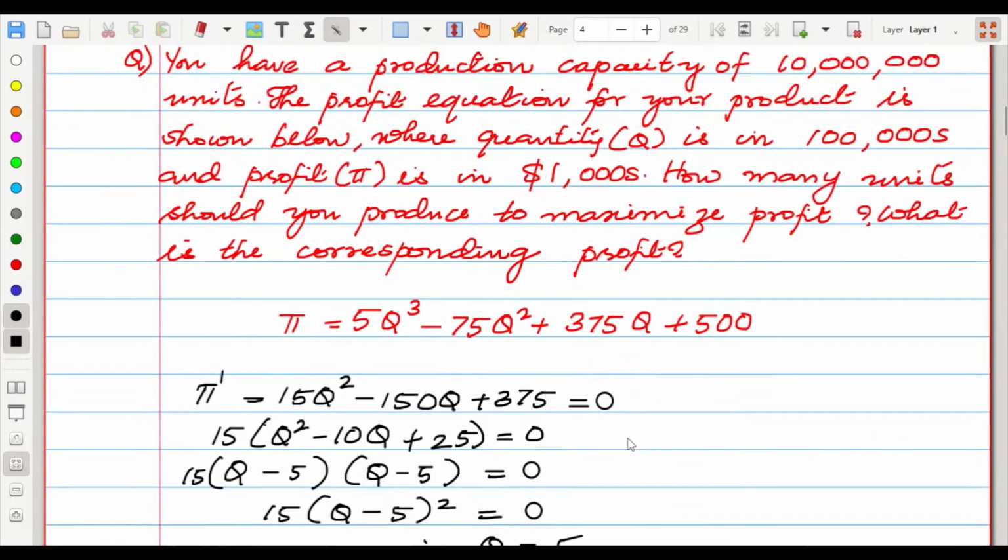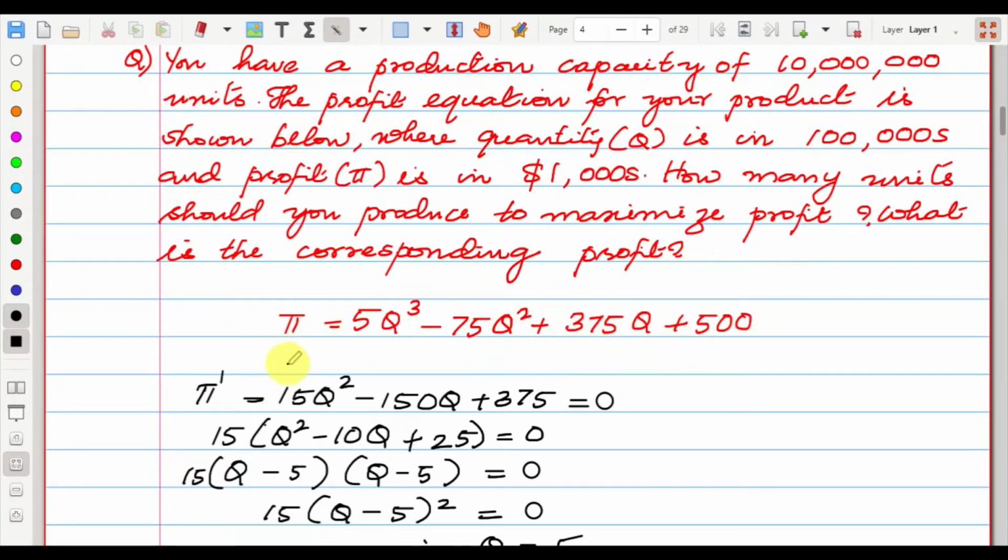Another question: you have a production capacity of this many units. The profit equation for your product is shown below, where quantity is in units and profit pi is in $1,000. How many units should you produce to maximize the profit? What is the corresponding profit? It is given that pi equal to 5q cube minus 75q square plus 375q plus 500.